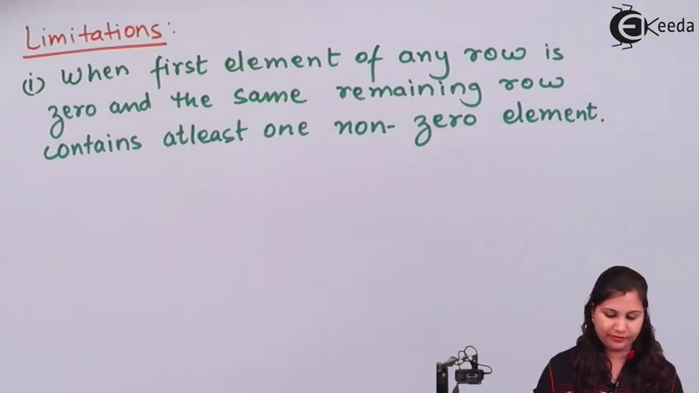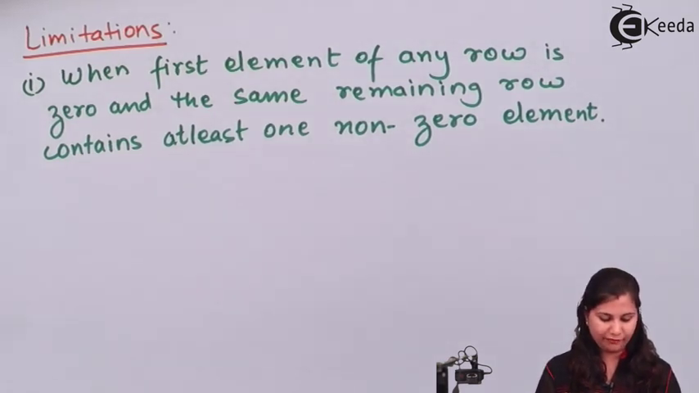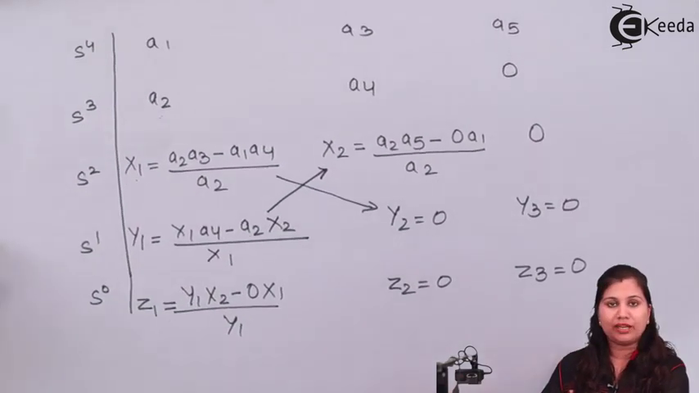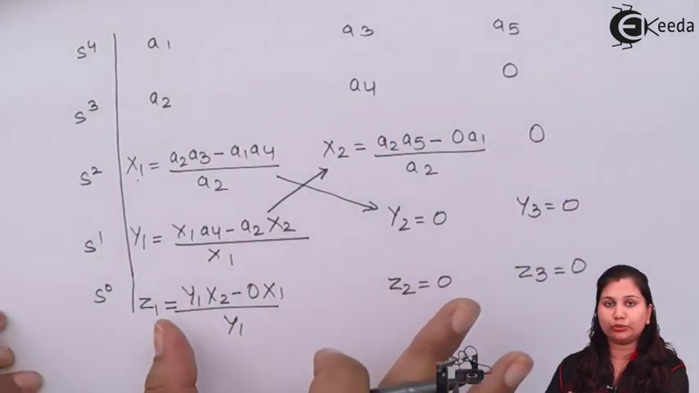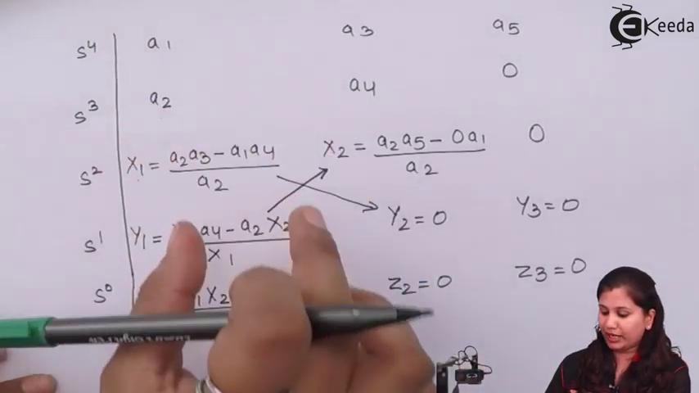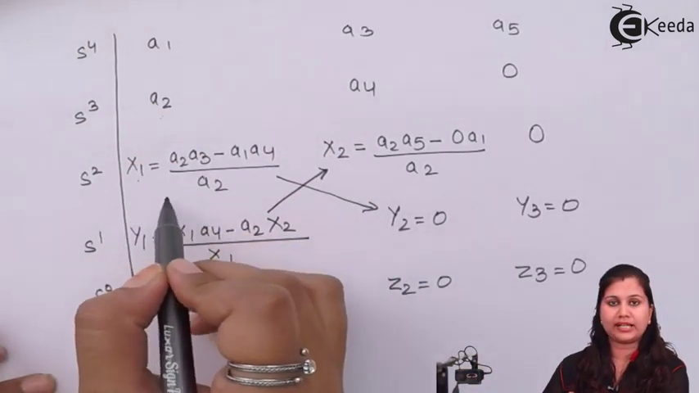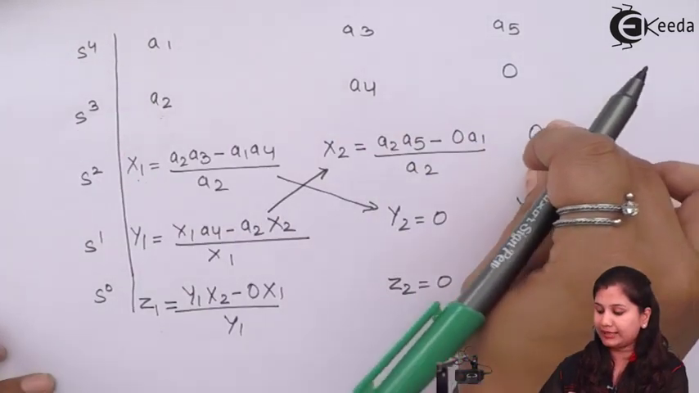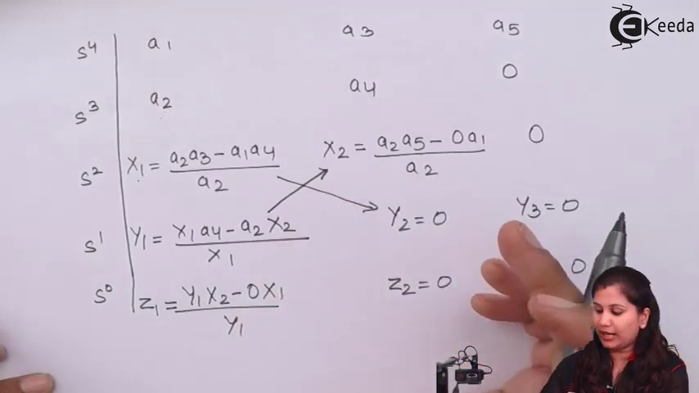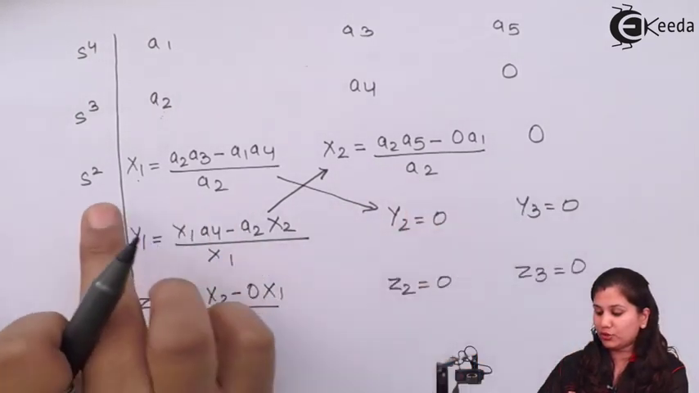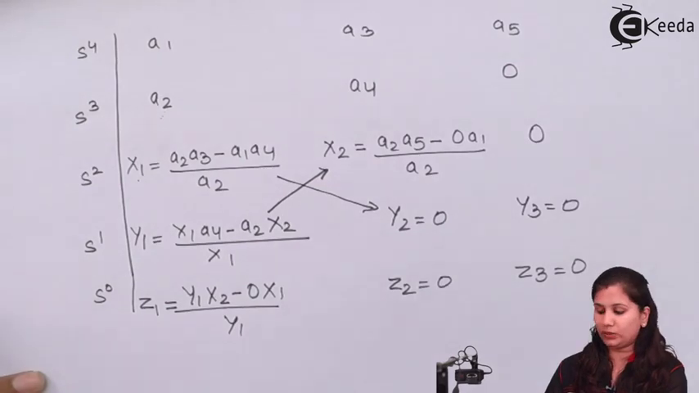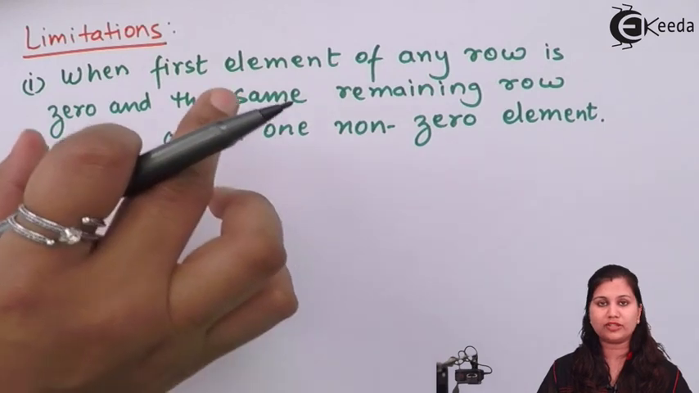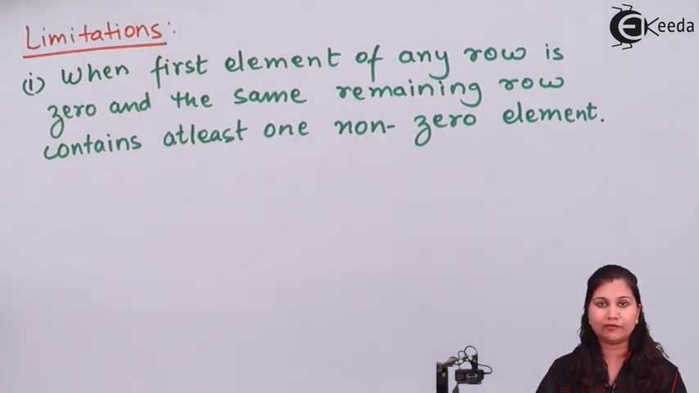Let's look at the Routh array which we have built. This was the example which we have taken, and we have seen how the Routh array is built. Now in this Routh array, suppose this x1 comes out to be 0. So this is the first element of this row, and this x2 is non-zero and this is again 0. So this row has at least one non-zero element and the first element is 0. This is the situation we are taking in this first case.